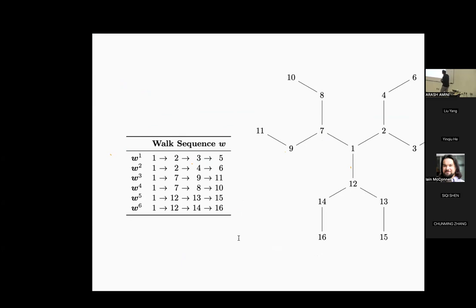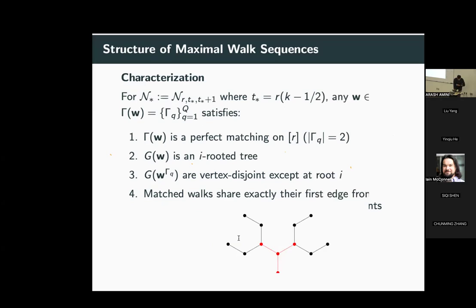So the walk sequences that overlap give you a partition of the sequence 1 up to r. And it turns out that the dominant walks correspond to the case where the partition has exactly 2 elements in each piece. So it's a perfect matching basically. It wouldn't be the case that 3 walks share an edge; that's not dominant. Exactly 2 of them have to share an edge, 2 and 2. So a perfect matching would be a dominant walk.